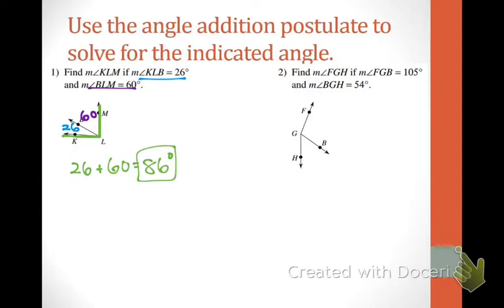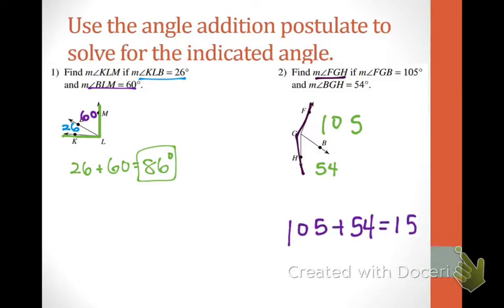The same with the last. We're finding FGH. FGB is 105. BGH is 54. So we're going to add them. 105 plus 54 is 159 degrees. Perfection. So this is getting us ready for tomorrow's lesson, because this lesson was broken in half. This is the first half. All of tomorrow is over this, but algebra gets thrown in. So like x plus 2 and things like that.